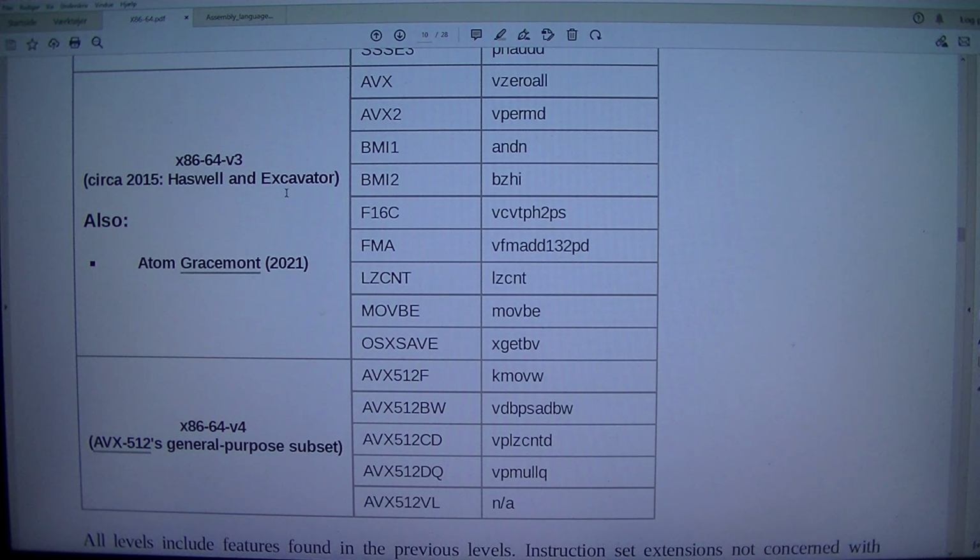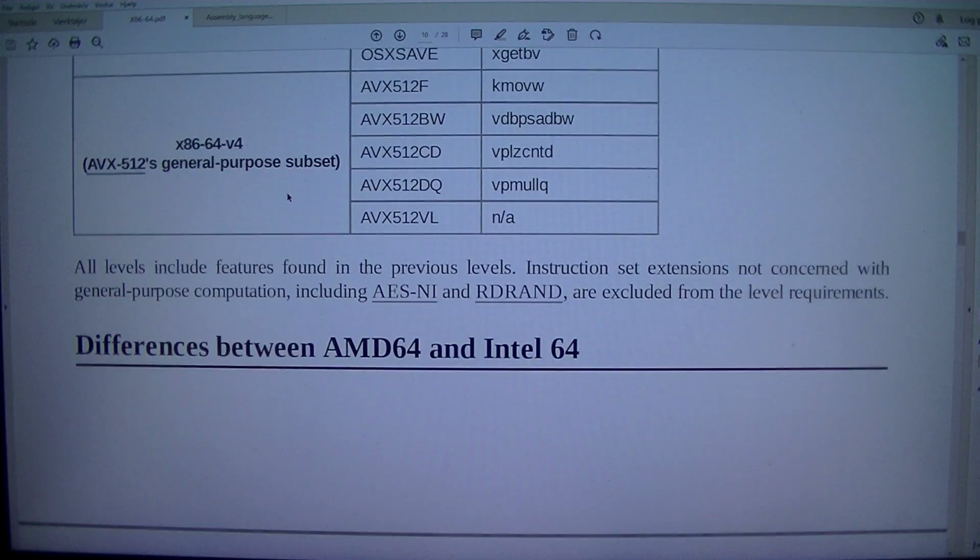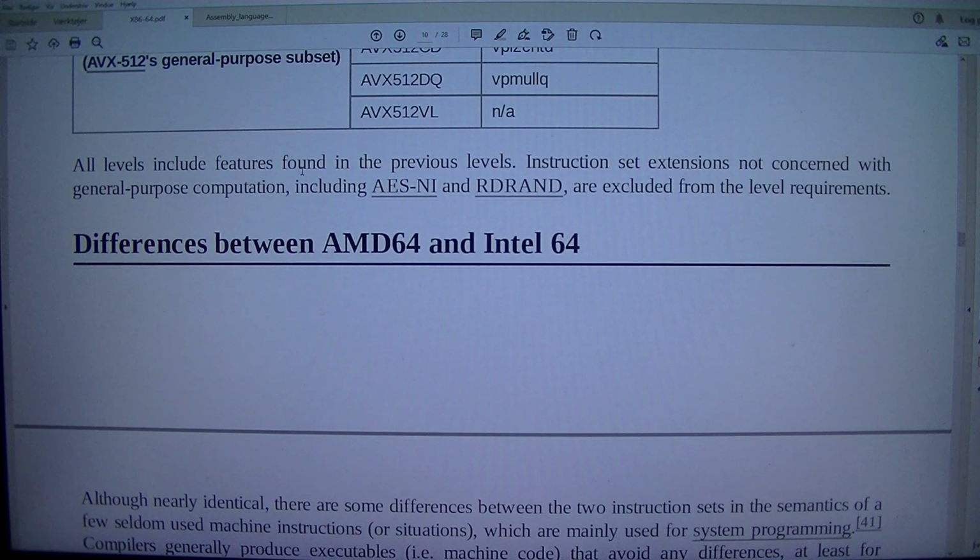All levels include features found in the previous levels. Instruction set extensions not concerned with general-purpose computation, including AES-NI and RDRAND, are excluded from the level requirements.